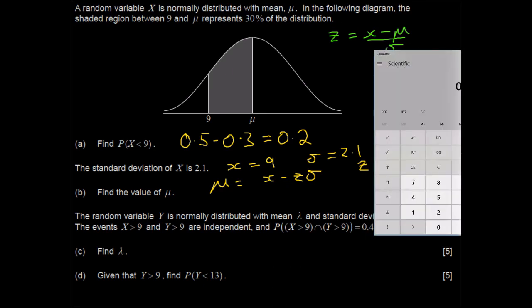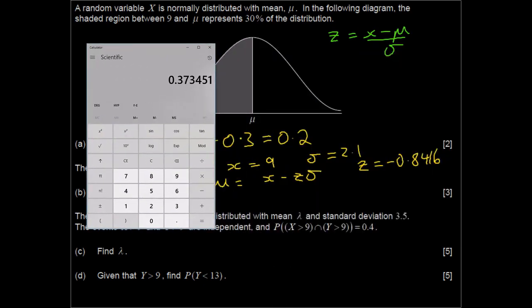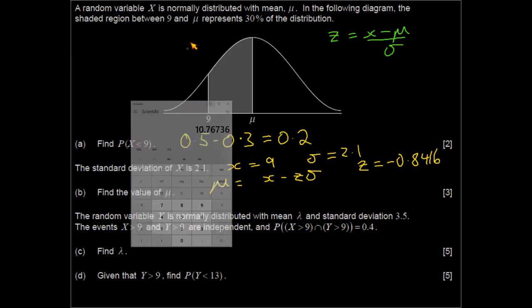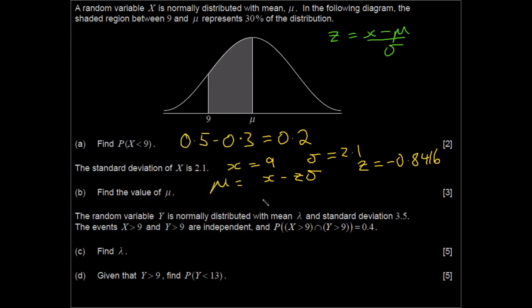So if I get my calculator out, it's going to be minus 0.8416 negative, multiply that by sigma, which is 2.1, and then we need to make that negative and add that to x, which is 9, which is going to give me 10.77. So mu is equal to 10.77.